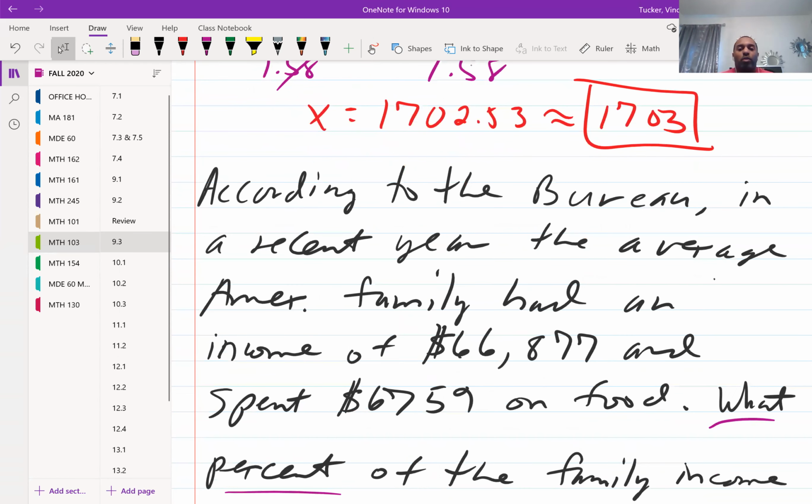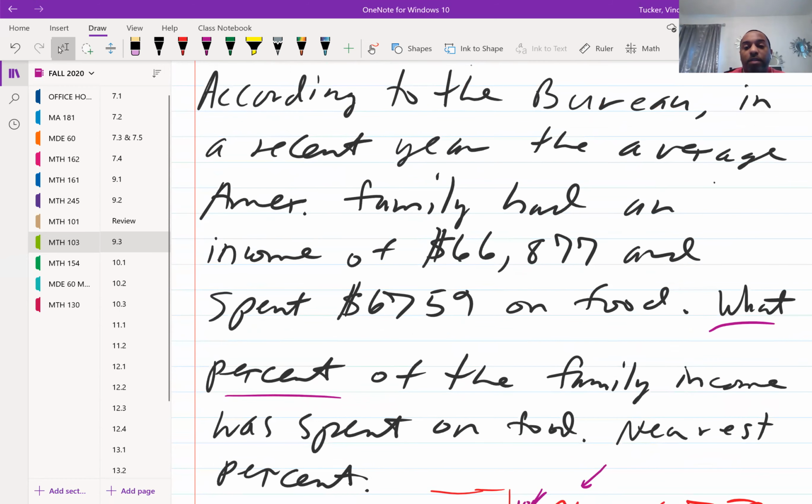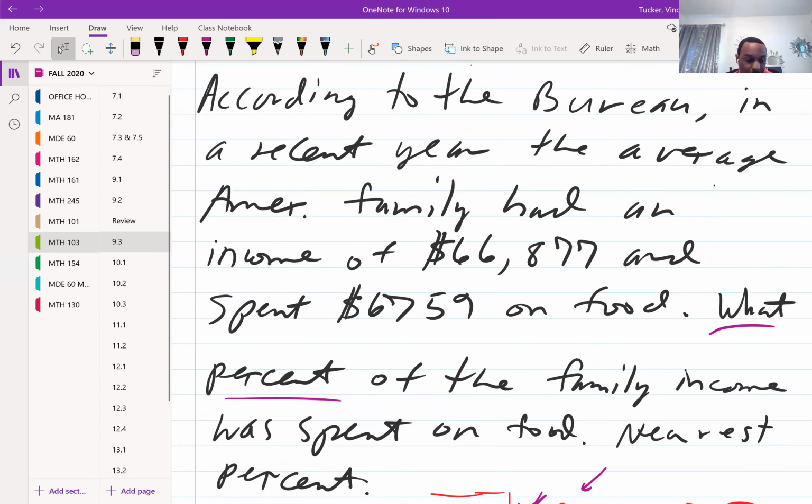All right, so according to the Bureau, in a recent year, the average American family had an income of $66,877 and spent $6,659 on food. What percent of the family income was spent on food? And it said round to the nearest percent. I'll give you a chance to write that down.